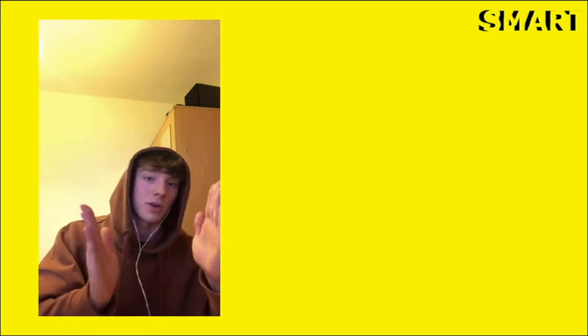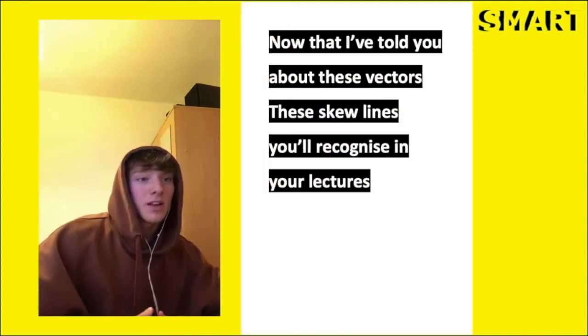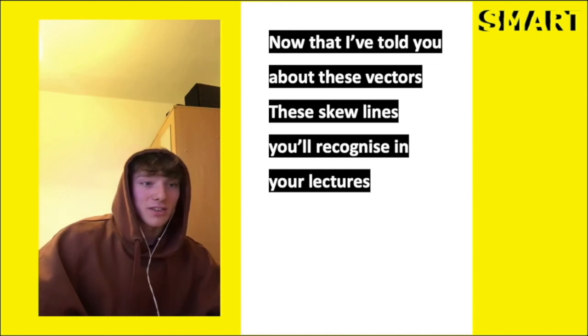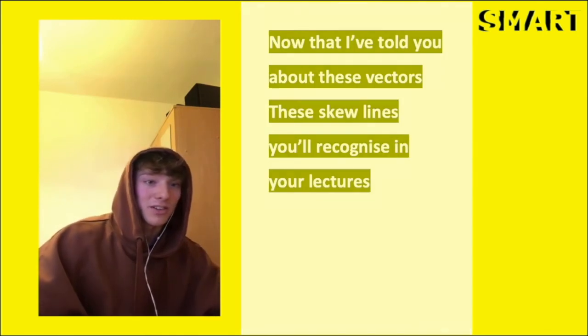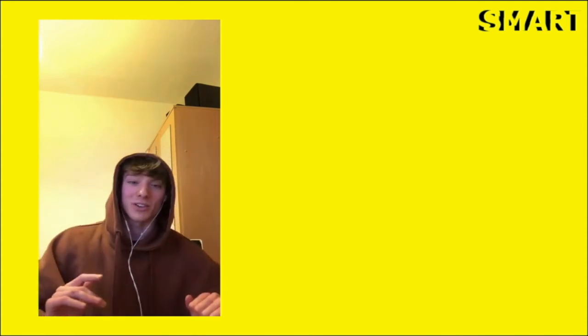Read between the lines from a different angle, side by side and parallel, never going to tangle. And the side by side and parallel line is discussing 2 parallel lines and the fact that they're never going to intersect at any point because they share the same direction. Now that I've told you about these vectors, these skew lines you'll recognize in your lectures. After hearing this rap, you should feel absolutely enlightened about vectors.